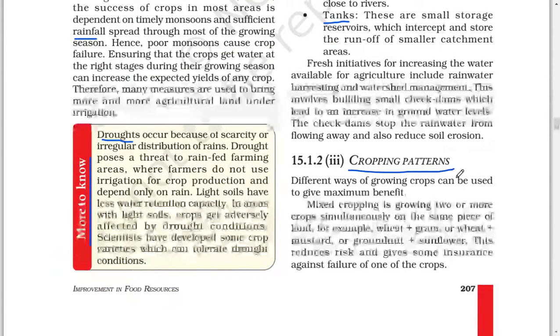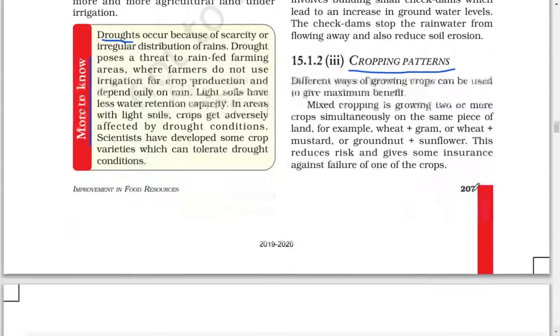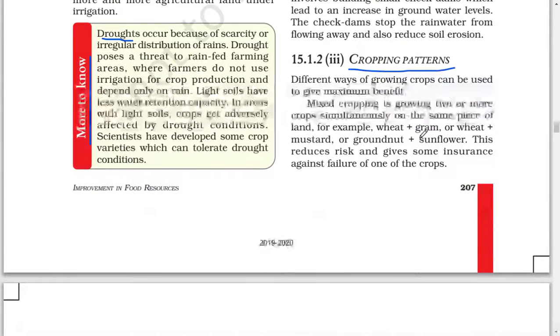Cropping patterns. Different ways of growing crops can be used to give maximum benefit. Mixed cropping is growing two or more crops simultaneously on the same piece of land, for example, wheat plus gram, or wheat plus mustard, or groundnut plus sunflower. This reduces risks and gives some insurance against failure of one of the crops.